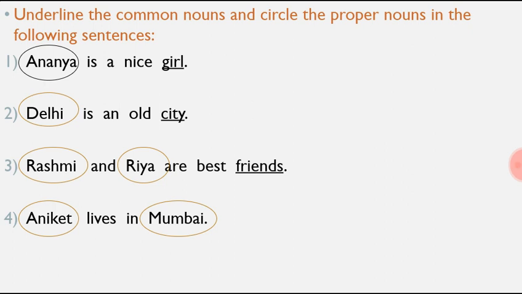Now in next sentence, Aniket lives in Mumbai. So in this sentence there is no common noun. Aniket is the name of a boy and Mumbai is the name of a city. So that's why we have circled them because they are proper nouns.